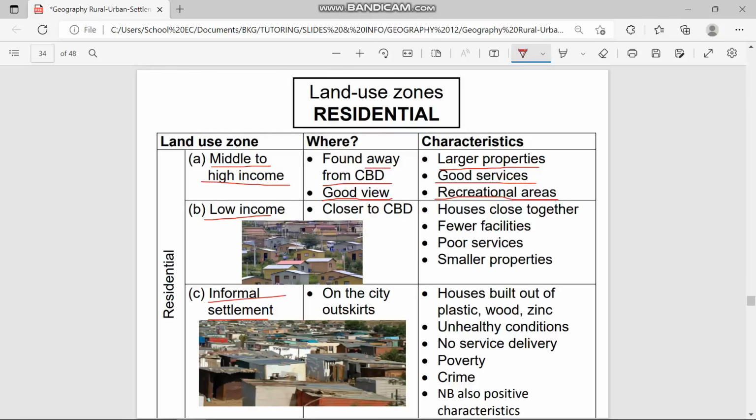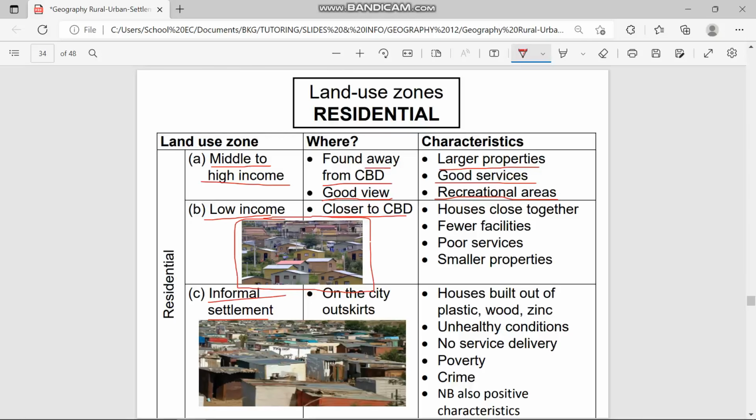B, the low income residential area where people live, as you can see in the picture. These are RDP houses. As you can see, all of the houses look the same, or houses to rent and so on. They are closer to the CBD so they save money travelling to work, since most of them are working in the CBD.